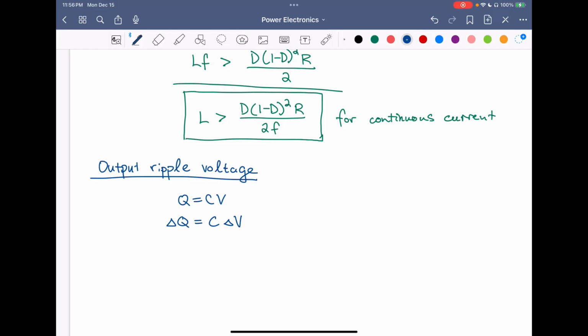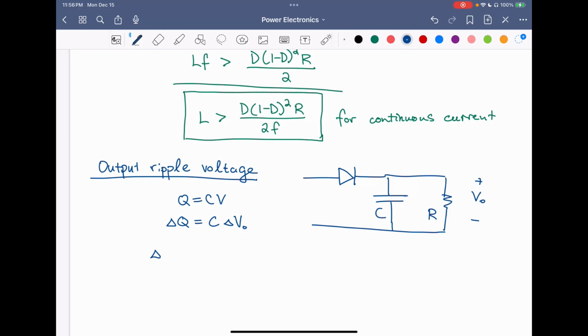In this case, the capacitor's voltage is the output voltage because, as our circuit is configured, we have the diode here and then the capacitor and the output load resistor. So in this case, we have VO here and the load resistor and the capacitor. So this means that the output peak-to-peak voltage ripple is equal to the change in the charge stored in the capacitor over the capacitance C.